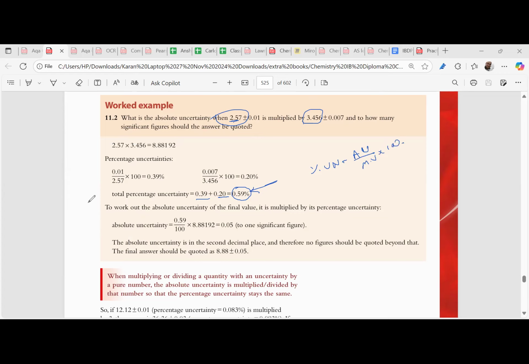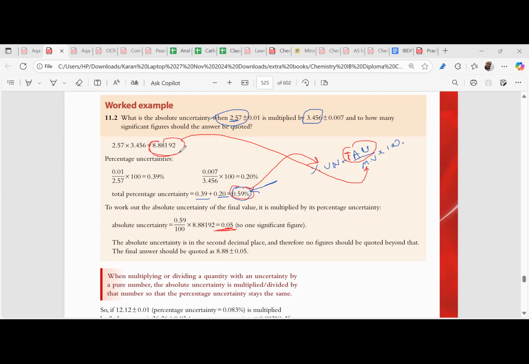So the total percentage uncertainty was how much? And the measured value is how much? Multiplication. Got it? We get the total absolute uncertainty. Is it clear? Now we take this value.